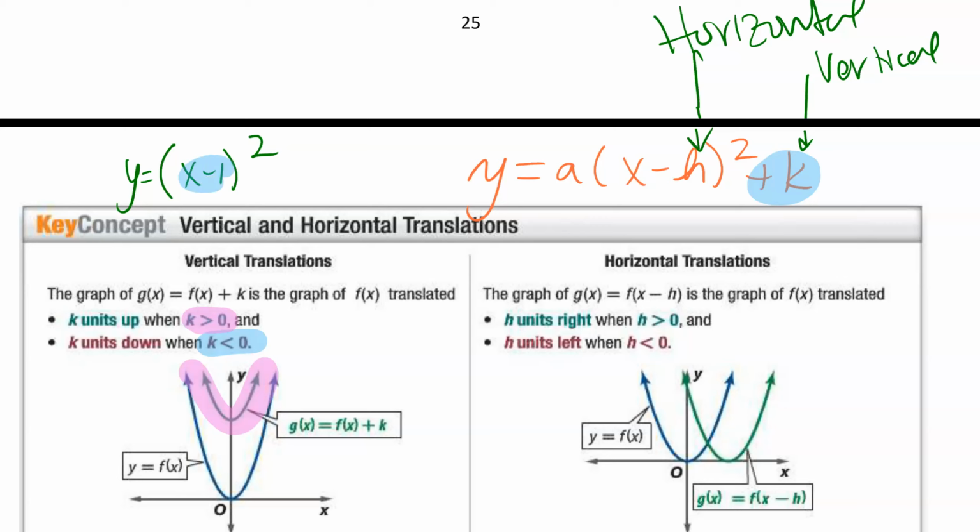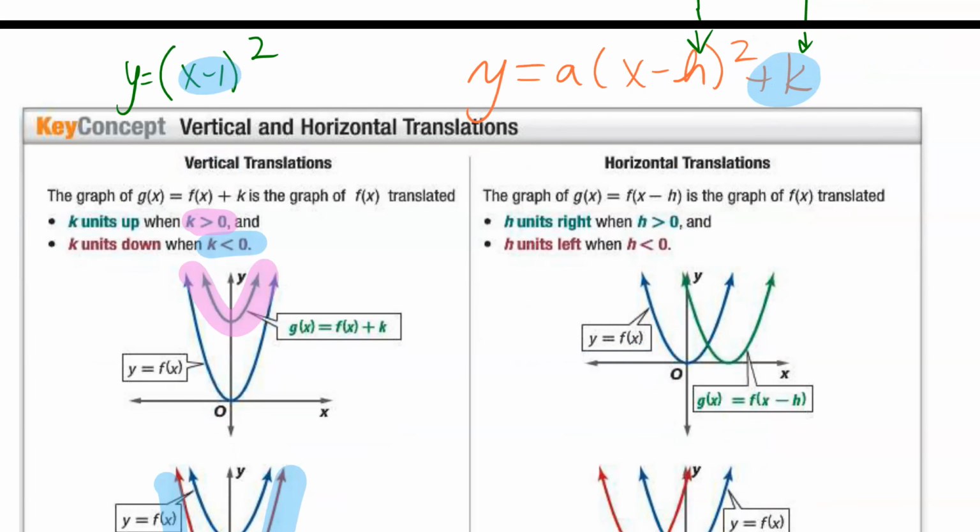So if h is negative, it means you're going, well, they're talking about the actual sign. So if I have x minus 1, that means I plugged in a 1 for h, because there is a negative sign already. If you plug in a positive number, you're going to the right, meaning you'll have x minus whatever number, because the actual vertex form is x minus h.